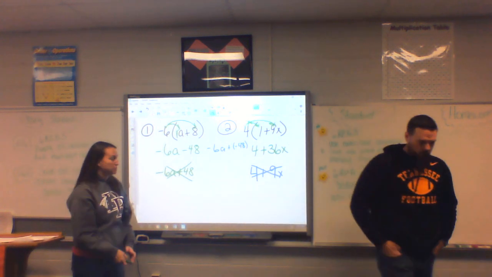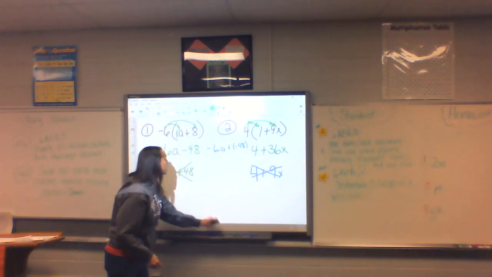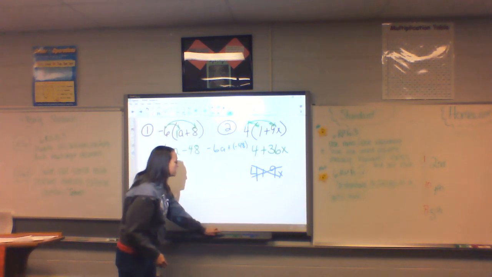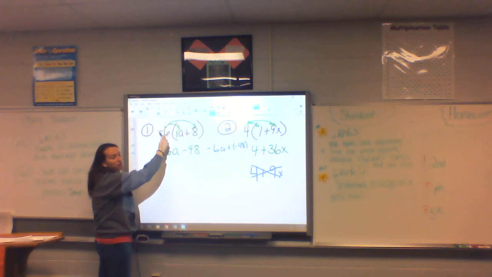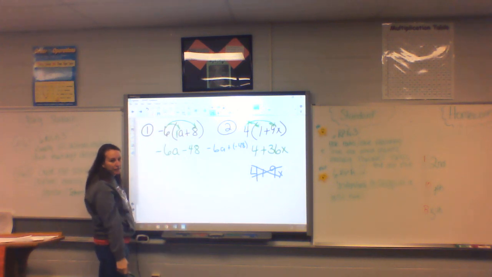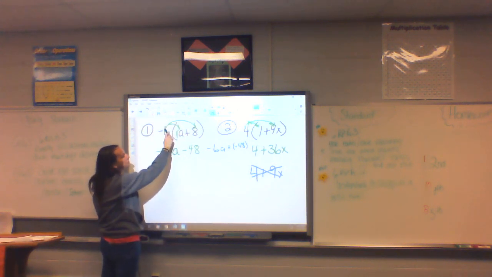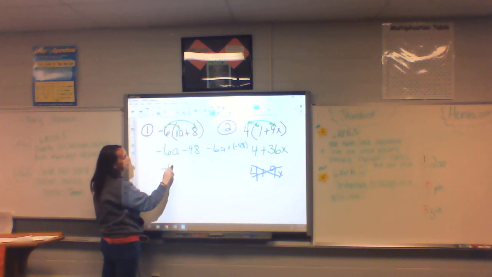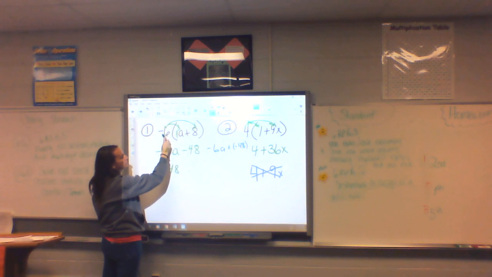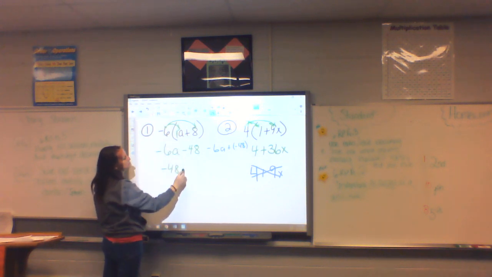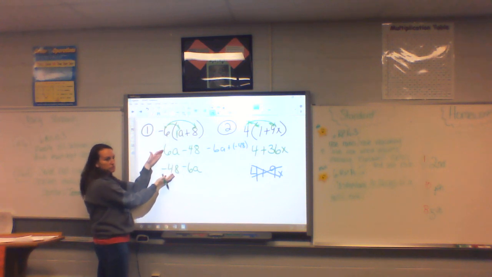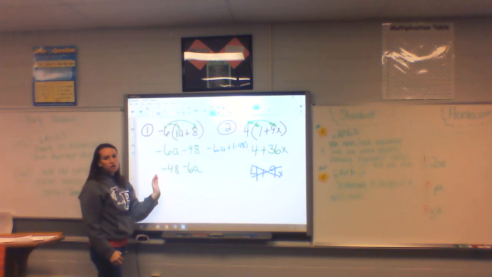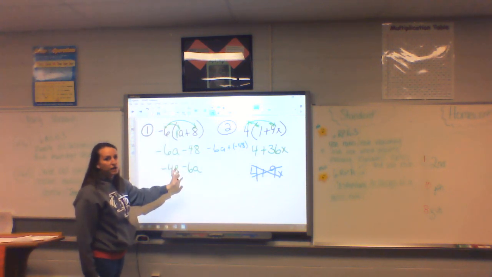Now, with that, this is probably a good time to discuss this too. Some people, I always get the question every year, well, what do I distribute to first? It really doesn't matter, okay? You can go -6 times 8 and get -48, and then you could do -6 times A and still get -6A. Either one of these are acceptable. There's a lot of different ways to write these things, okay?